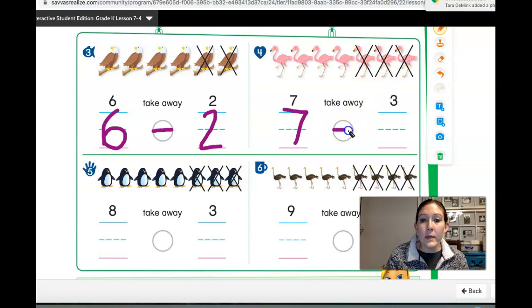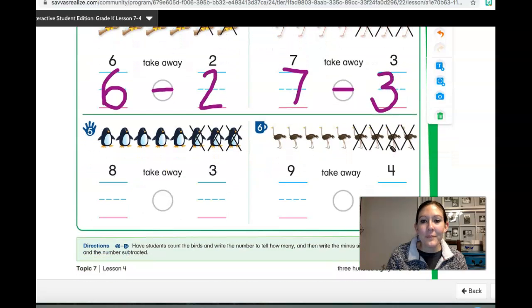Since this is a takeaway story, we write the minus sign. And how many flamingos are being taken away? Those are the flamingos that have the X's on them. 1, 2, 3. 3 flamingos are being taken away. 7 take away 3 is the same as writing 7 minus 3. Good job. Let's look at another one.